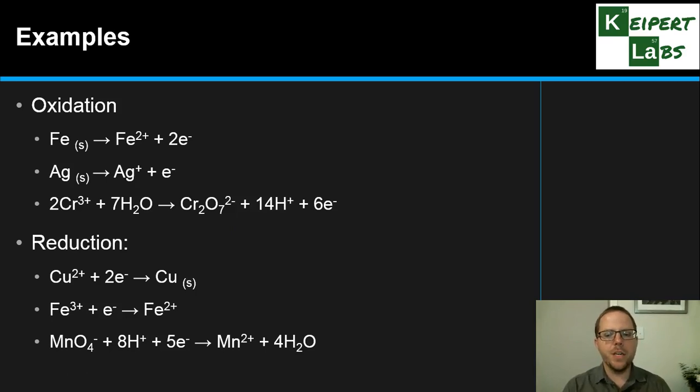The reduction ones, notice the electrons are present on the left-hand side of the arrow in each of these situations. So copper 2+ becoming copper metal, iron 3+ becoming iron 2+. Notice in that one that there is no solid metal, but there is still chemical change. And then the permanganate ion becoming manganese 2+.